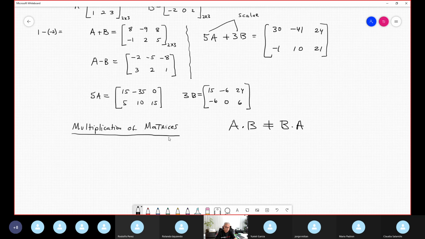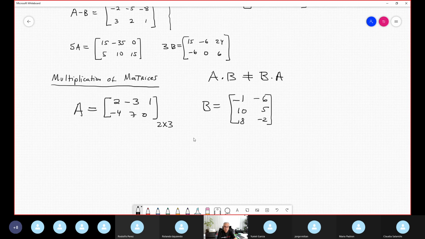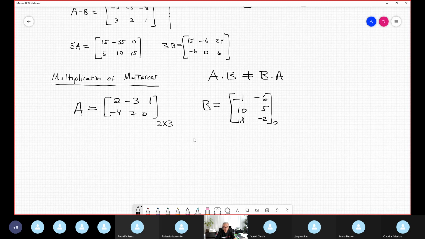Suppose you have the matrix A, which is 2, negative 3, 1, negative 4, 7, 0. The dimension of that matrix is 2 by 3, 2 rows, 3 columns. And the matrix B is negative 1, negative 6, 10, 8, 5, and negative 2. Suppose this information is given. Nice. The dimension of this matrix B is 3 by 2.